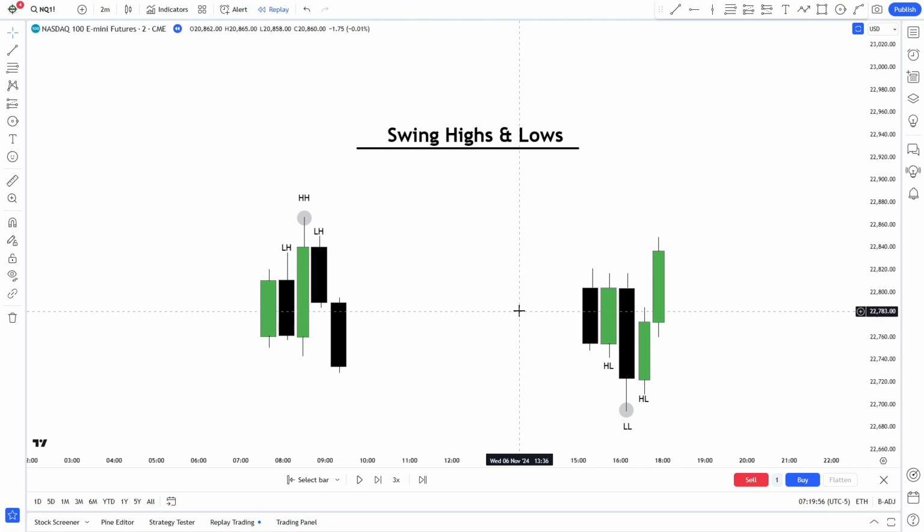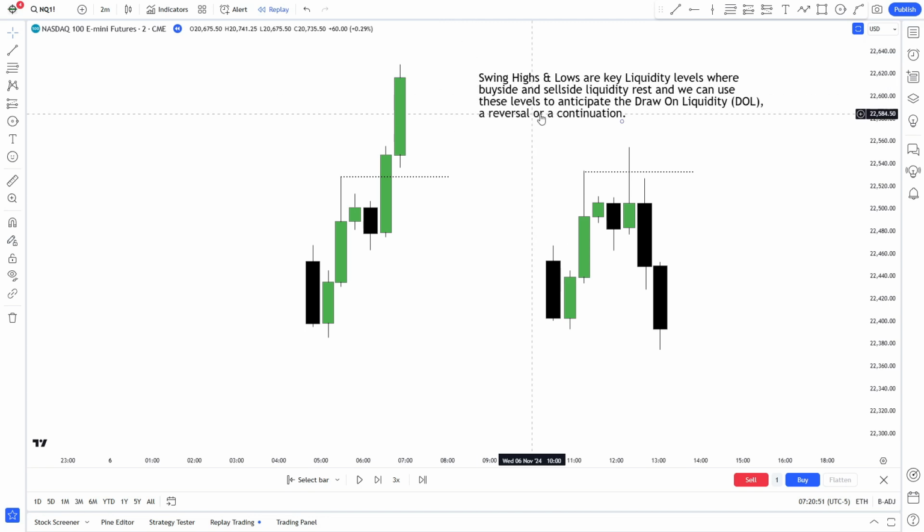Now, it's very important that you understand what these terms mean, because it will serve you later when I start explaining how to use them to derive bias. Swing highs and lows are key liquidity levels where buy side and sell side liquidity rest, and we can use these levels to anticipate the draw on liquidity, a reversal scenario or a continuation.